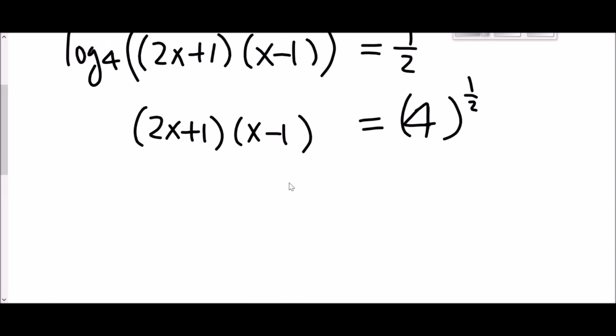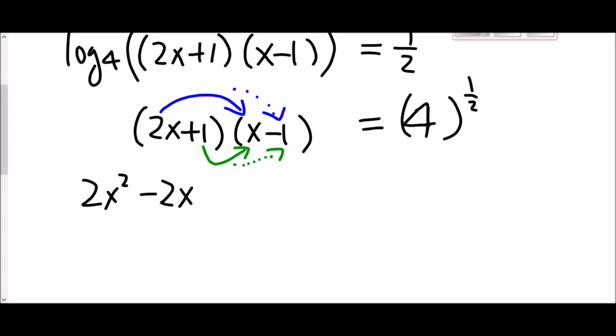So if you look at this, just do the FOIL thing. I'll quickly show you this. This times that, and then this times that. After that, this times that, and then this times that. Alright, so 2x times x gives you 2x squared, and then 2x times -1 gives you -2x, and then 1 times x gives you x, and then 1 times -1 gives you -1.